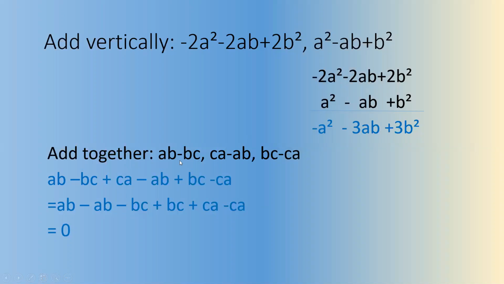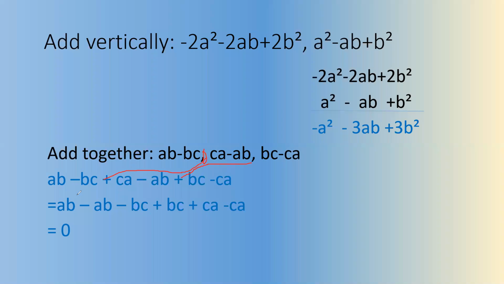Now the next question is add together. Here we have to add horizontally. How can we add horizontally? Just remove these commas and put the sign of plus. Please remember that when the commas are there, you have to remove them because the question is of addition. So remove the comma and put the sign of plus between them.